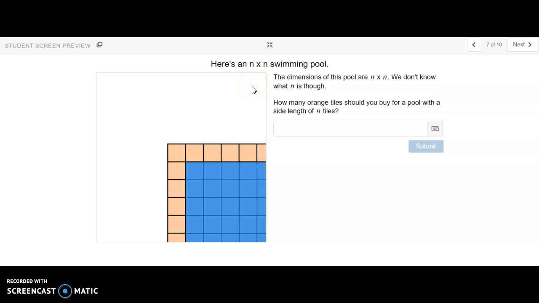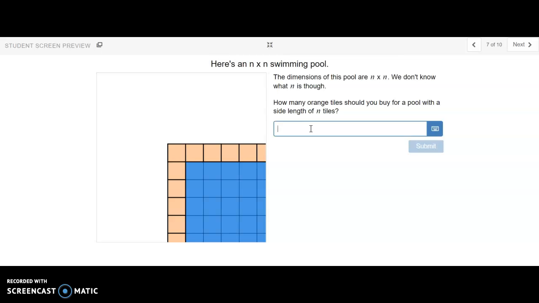We want square pools. So I want you to think of how many orange tiles you should buy for a pool with a side length of n tiles. Think about what we've actually been doing. We've been multiplying and adding. So I want you to take a second and think, how could I write an equation in order to create this?